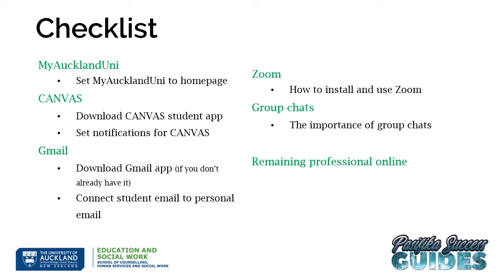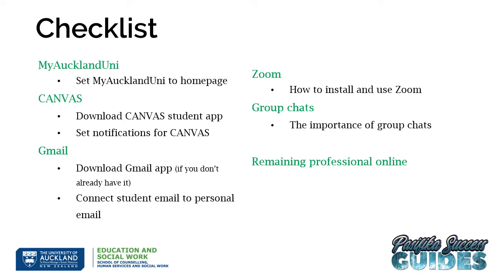We'll talk about downloading the Canvas student app onto your phone, which is really useful, and also setting notifications for Canvas so you can get updated on things that change in your courses. Then we'll look at Gmail, downloading the Gmail app, but also connecting your personal email to your student email. This is really useful and will make your life much easier during the course of your studies.